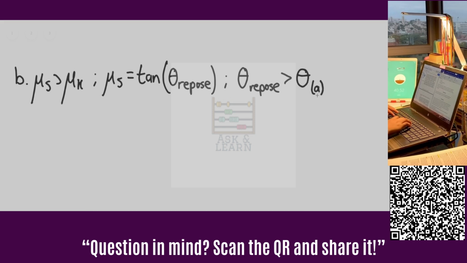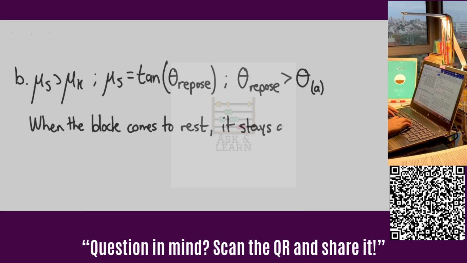And so when the block comes to rest, the incline is actually not steep enough to cause it to slip down the incline again. So we can say when the block comes to rest, it stays at rest. That is the end of the solution.